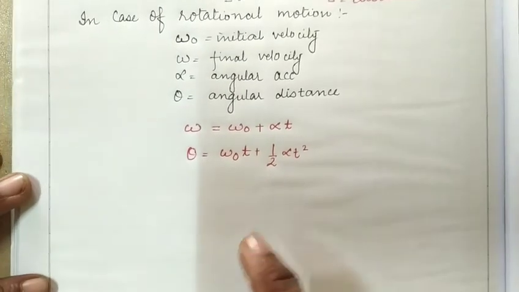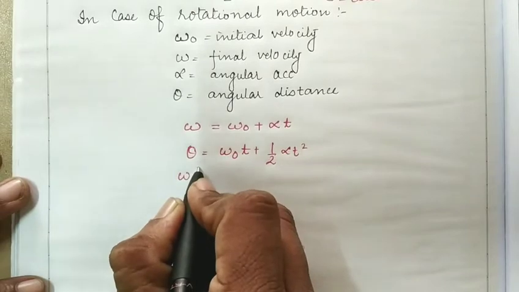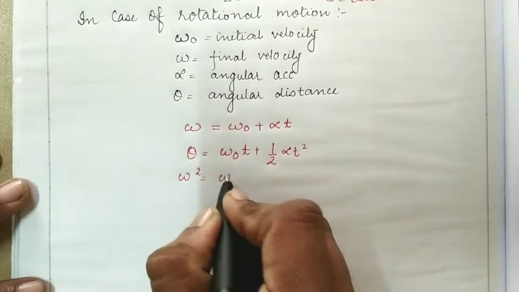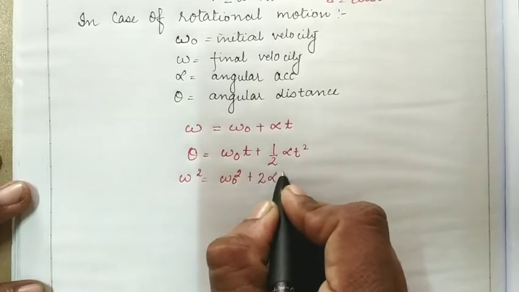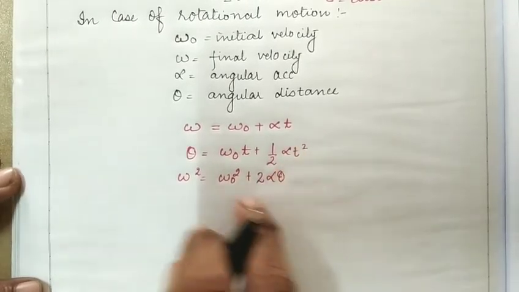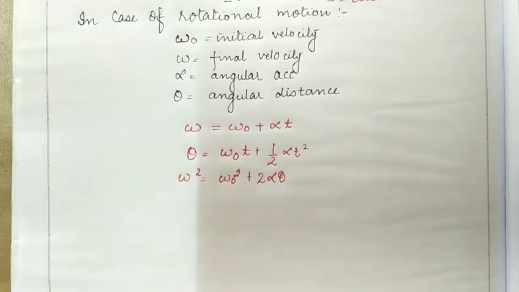Okay, and the third equation of motion can be given as omega square equals omega naught square plus 2 alpha theta. So these above equations are said to be the equations of motion under the rotational motion.